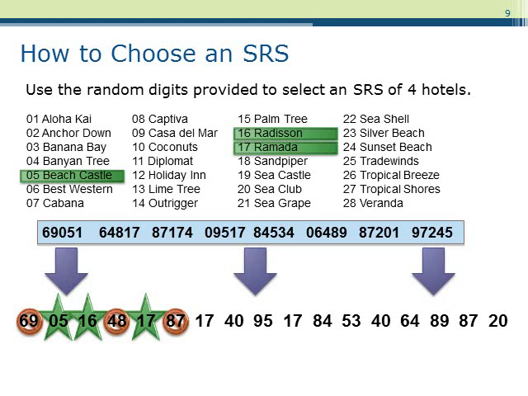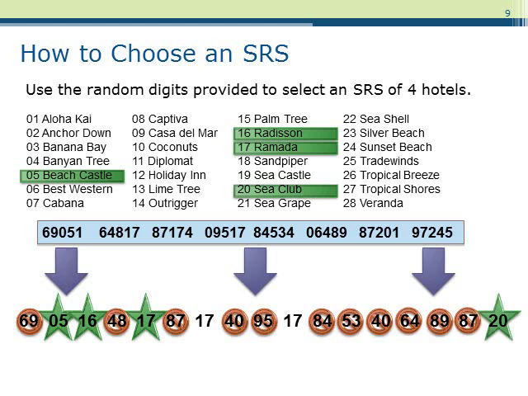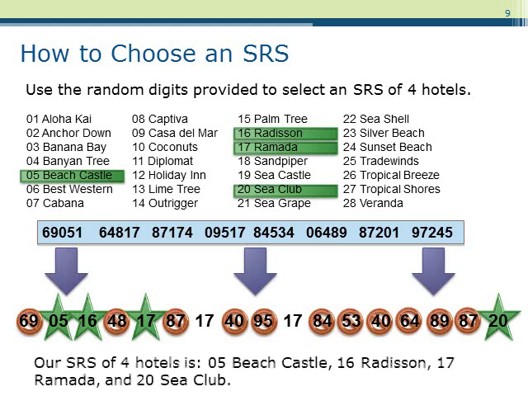Now typically we don't want an individual to appear twice in a sample, so although 17 appears more than once, Ramada will only be included one time. Going through the remainder of the list, we see that 20 is the last match, so C Club is the last member of our sample. In conclusion, our simple random sample of 4 hotels will be Beach Castle, Radisson, Ramada, and C Club.